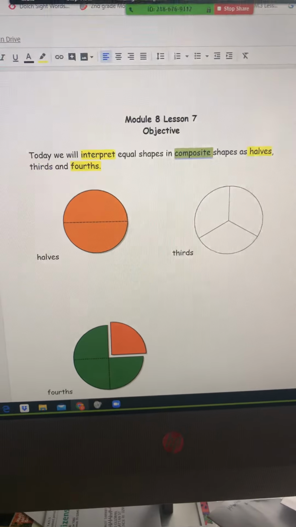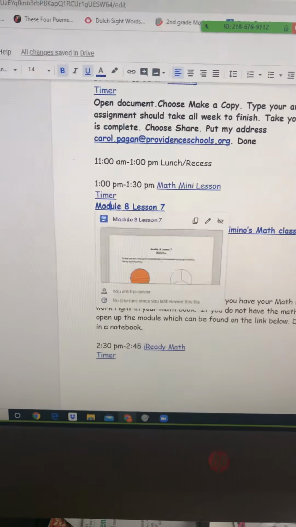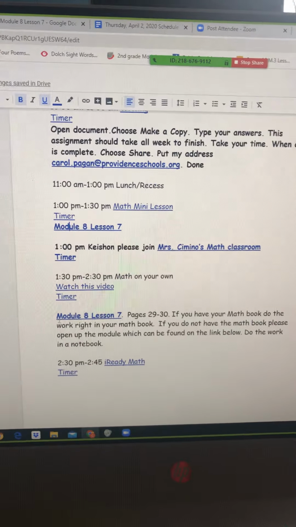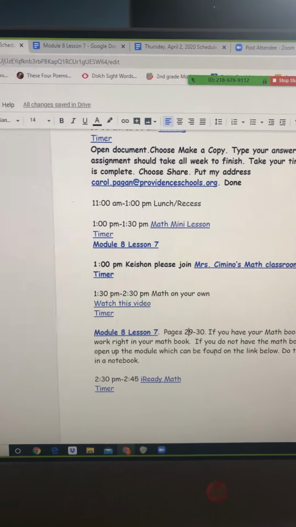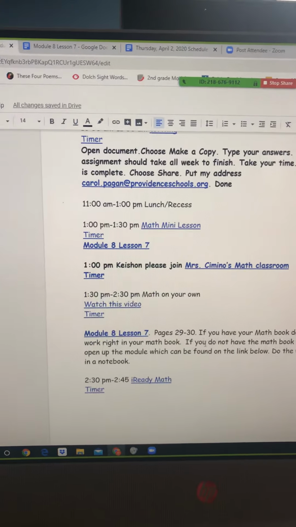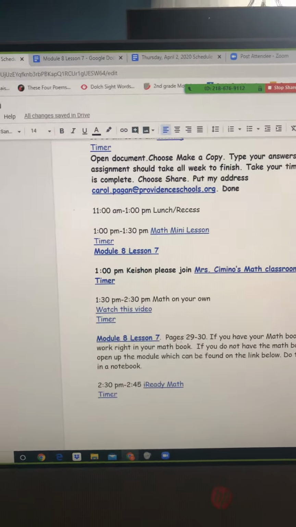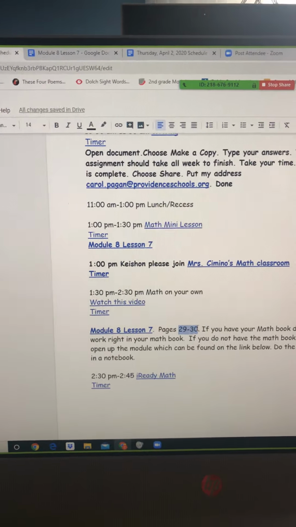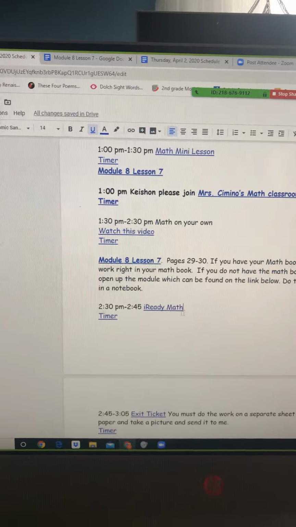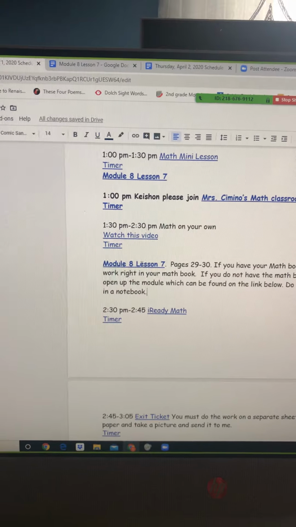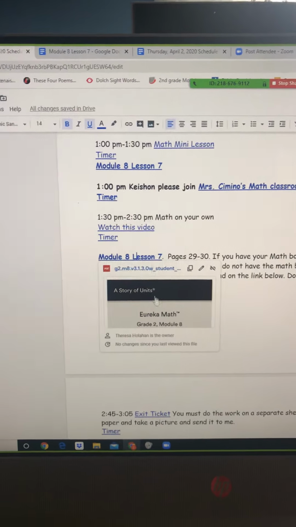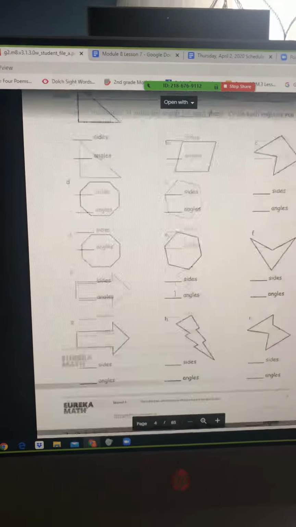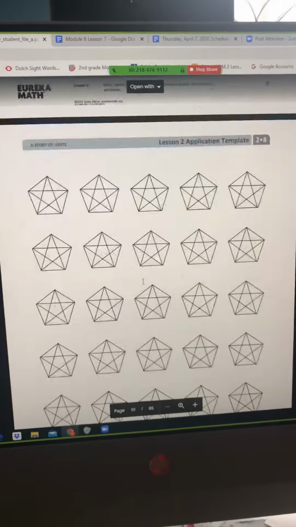Okay. I'm going to go into the book. So today you're going to do Module 8, Lesson 7. If you have your math book, you're going to go to page 29. You're going to do pages 29 and 30. If you don't have your book, you're going to go right here where it says Module 8, Lesson 7. Click on it, and you will see your book. And I am going to scroll down to page 29.